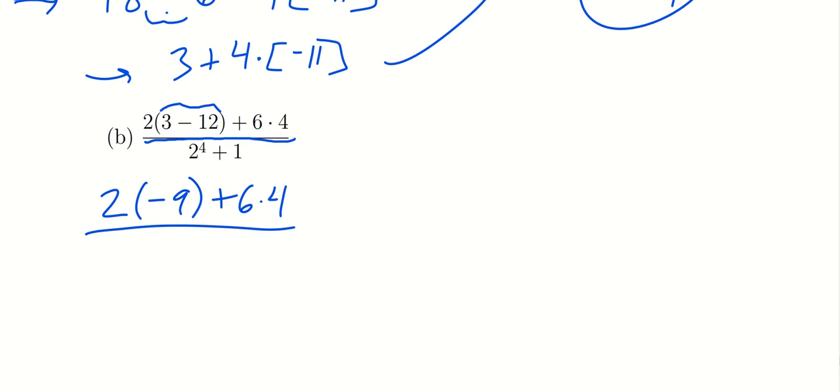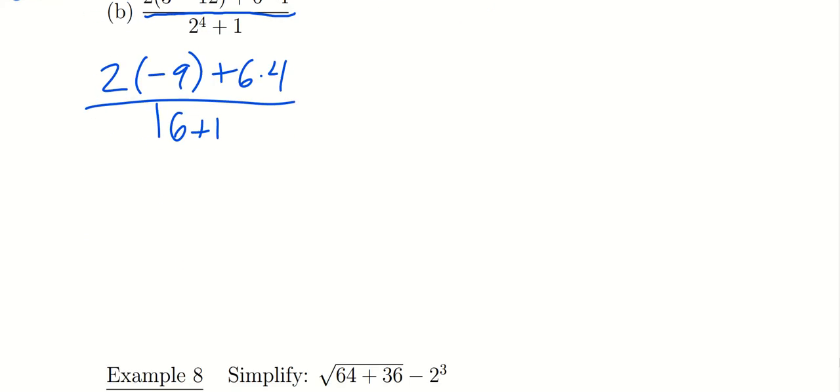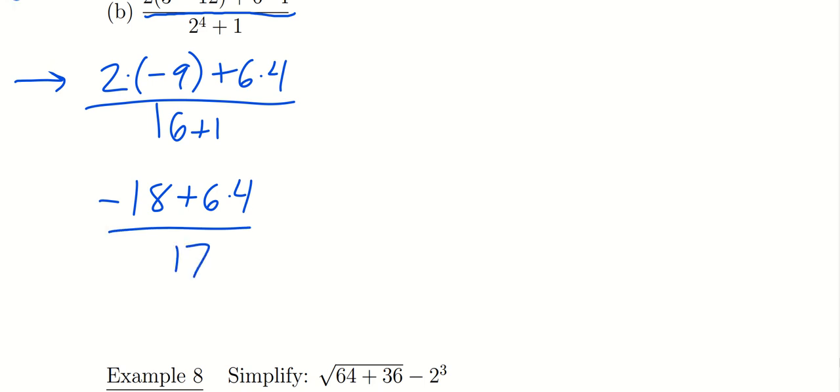In the denominator, our first operation would be that of exponents. 2 to the fourth means 2 times 2 times 2 times 2. That's going to be 16. In the numerator, we now just have a bunch of multiplications and additions. Multiplication comes first, going from left to right. 2 times negative 9 is negative 18. In the denominator, 16 plus 1 is 17.